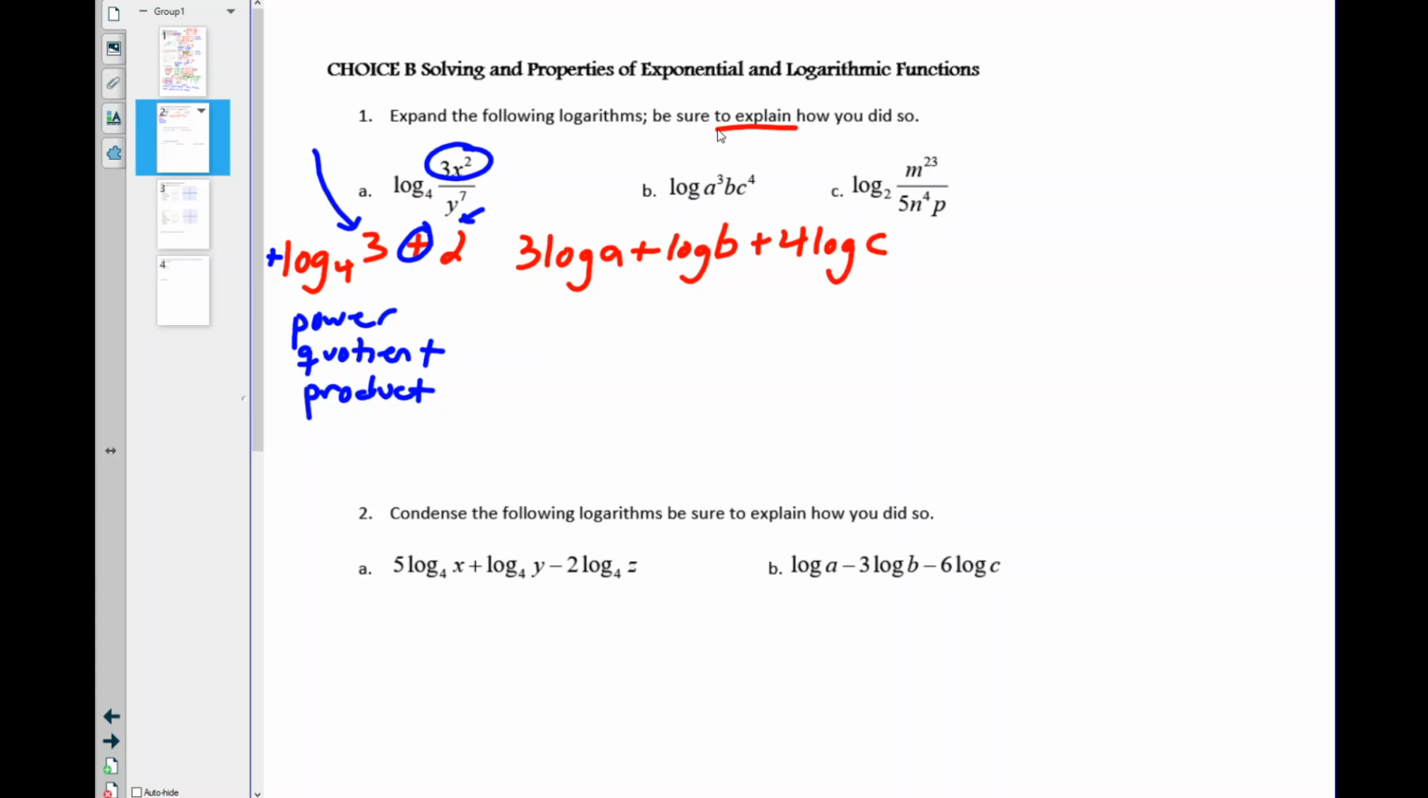What properties did I use? Power, yup. For the 3 and the 4, we use power property. And please write the whole thing out, right? Power property, quotient property, product property, but power property, what else? And just product. There was no quotient here.